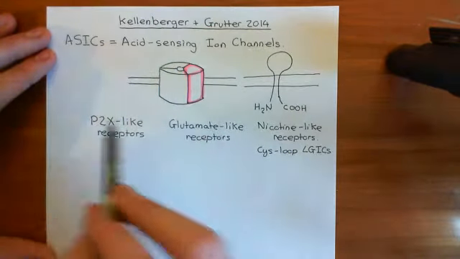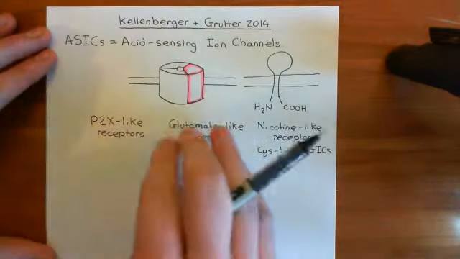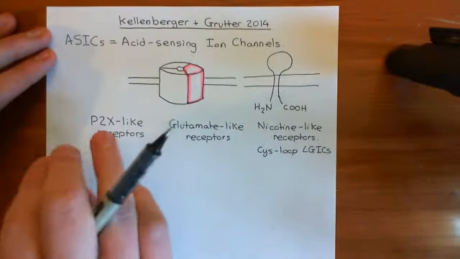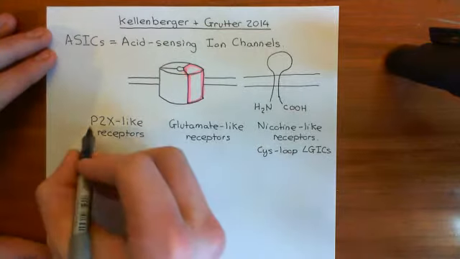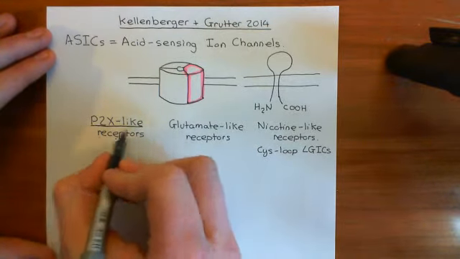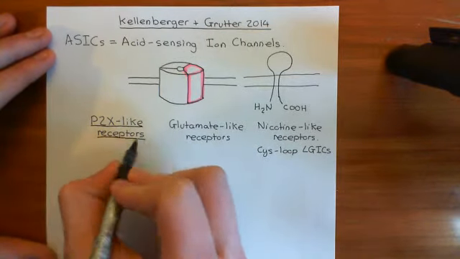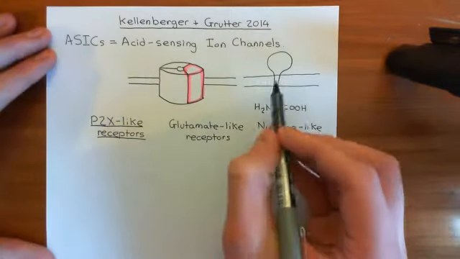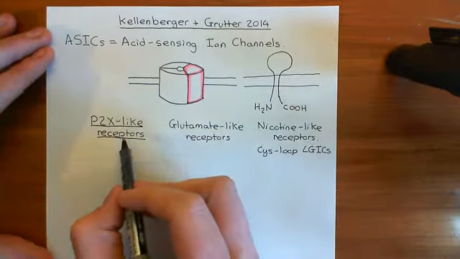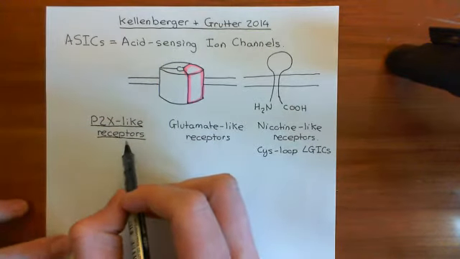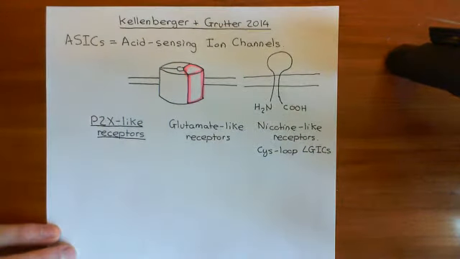But the important thing for us is that there is this categorization of the ligand-gated ion channels into these three separate families. And one of these families is this P2X-like receptor family. Both the P2X receptors and also these acid-sensing ion channel receptors are within this P2X-like receptor family. Okay, right.